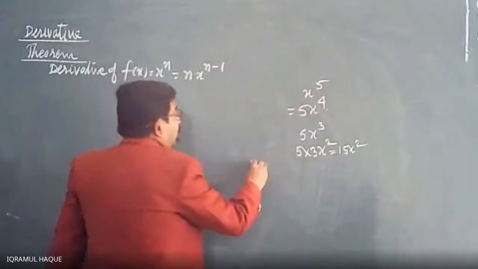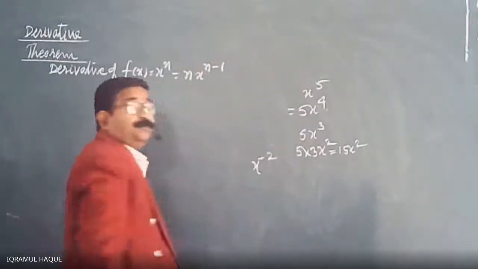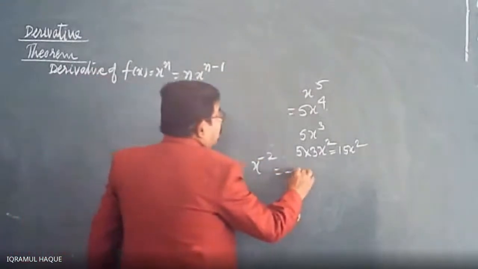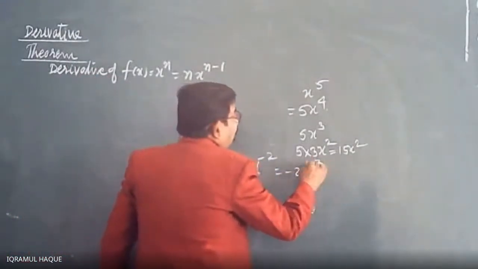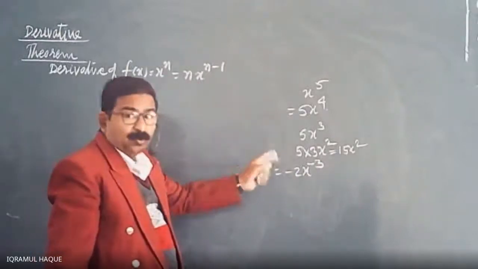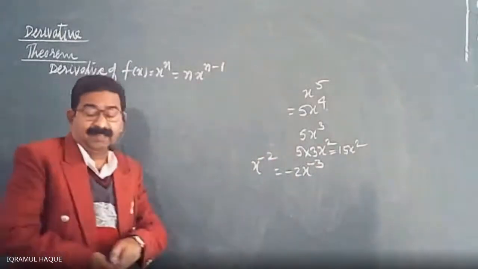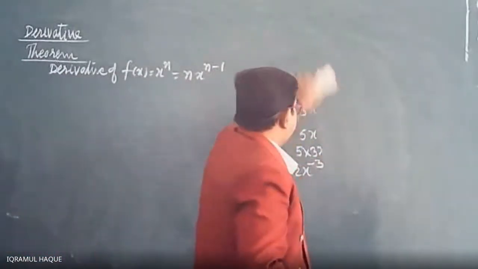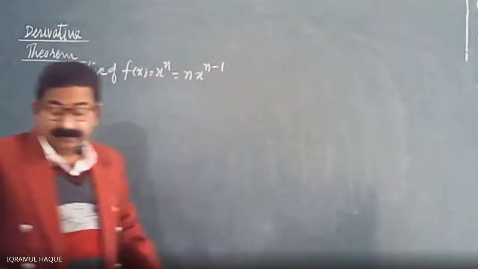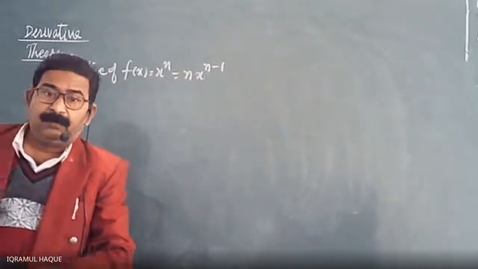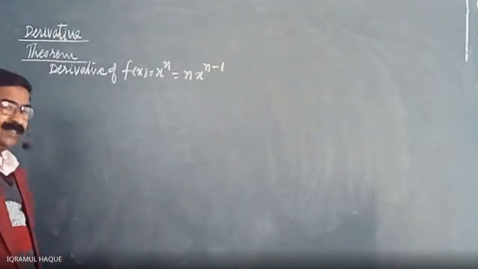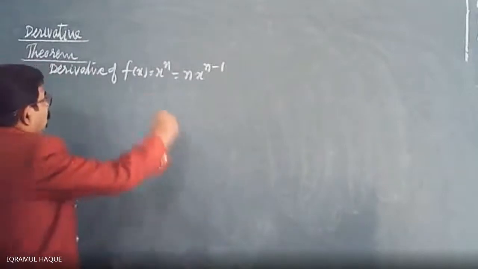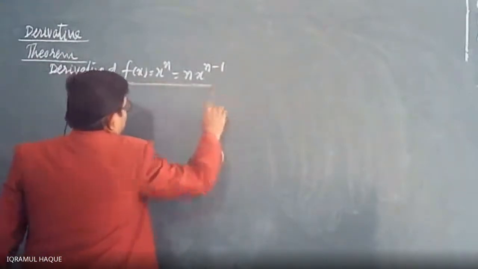Suppose you are given x to the power minus 2. So this minus 2 will come first. This is minus 2x to the power minus 3. It was already minus 2, 1 is subtracted, it becomes minus 3. So this is the theorem. How to prove this theorem? By binomial theorem. Since binomial theorem has not been taught in the class, I am leaving this. You have to memorize this formula.